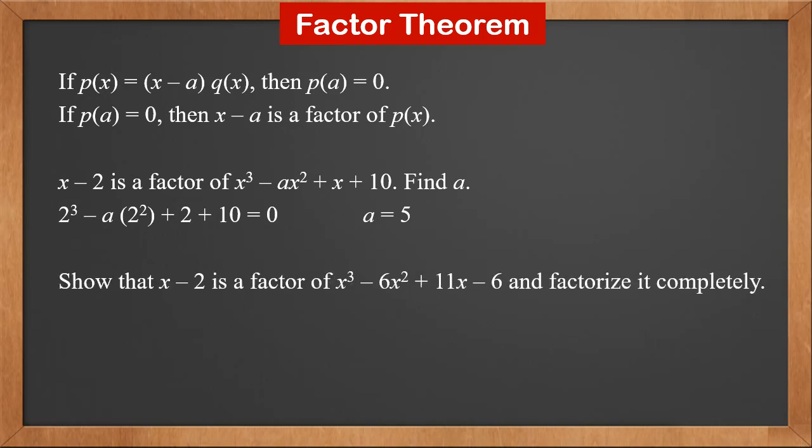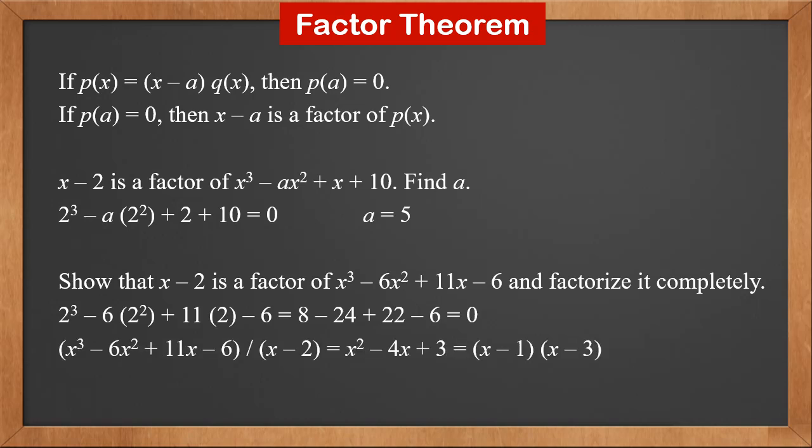Show that x minus 2 is a factor of x cubed minus 6x squared plus 11x minus 6, and factorize it completely. Put 2 in the polynomial and it should equal 0. So we have 2 cubed minus 6 times 2 squared plus 11 times 2 minus 6. This is 8 minus 24 plus 22 minus 6, which is 0. Therefore, according to the factor theorem, x minus 2 is a factor.